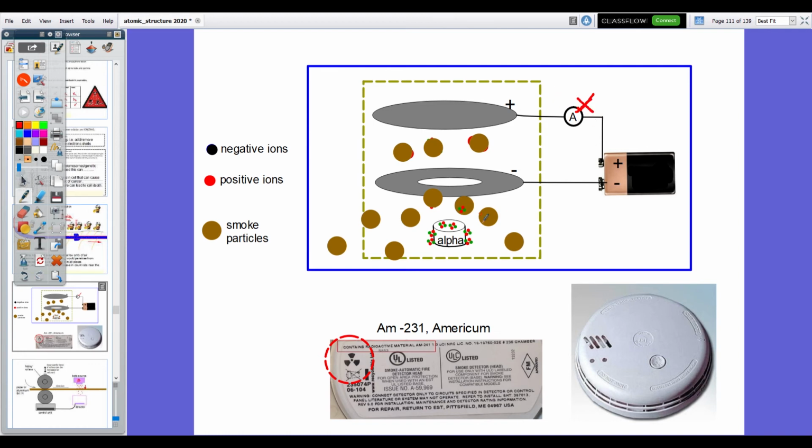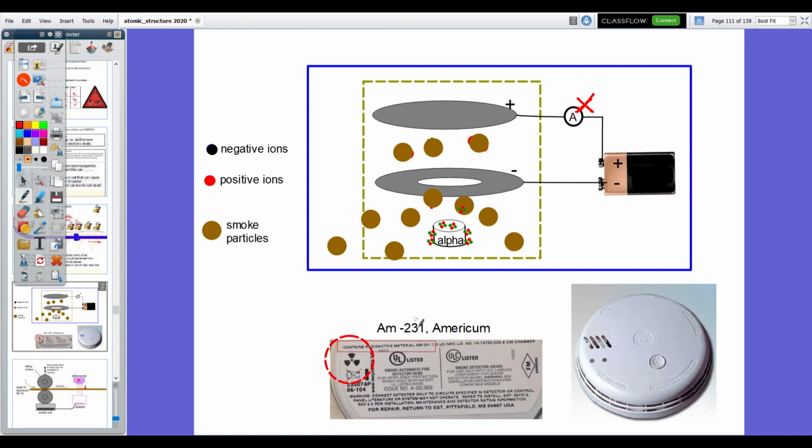And if the current stops, then the smoke alarm is going to send a signal out saying that there must be a fire. When you detect no current in this circuit, that'll be an indicator that there is some smoke in the air, and therefore the alarm needs to sound.